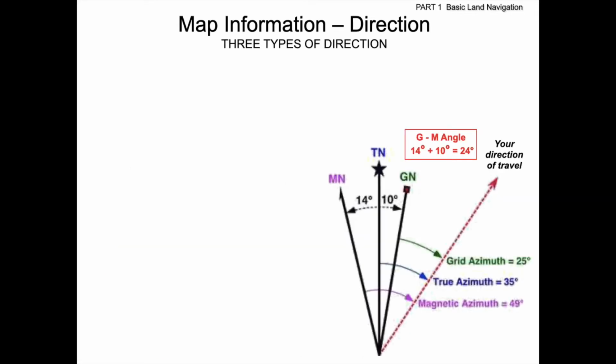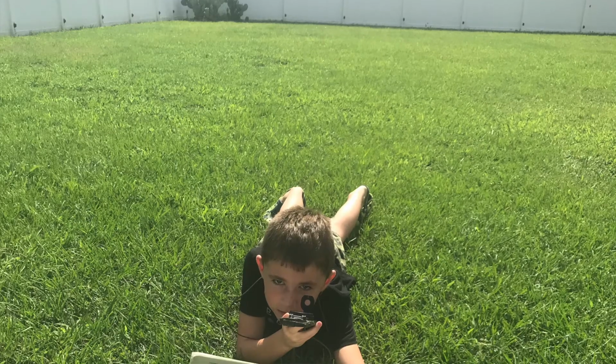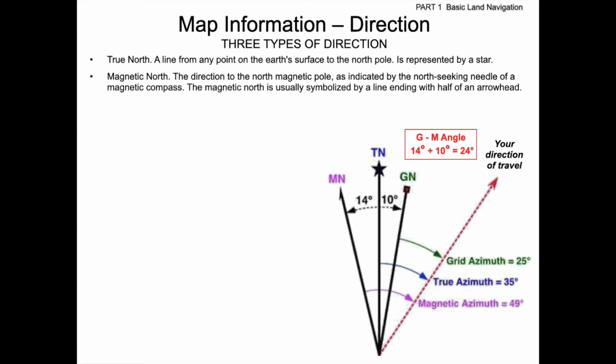Okay, so three types of direction. There's true north, magnetic north, and grid north. Obviously, true north, we talked about that. That's literally any point on the Earth's surface pointing to the North Pole, right? And on the diagram, it's represented by that star, the North Star. Magnetic north. This is north as it relates to your compass, right? So, the direction to the north magnetic pole as indicated by the north-seeking needle of a magnetic compass. Magnetic north is usually symbolized by a line ending with half of an arrowhead. If you look down there, MN in the magenta color, I think that is, it's got that half arrow.